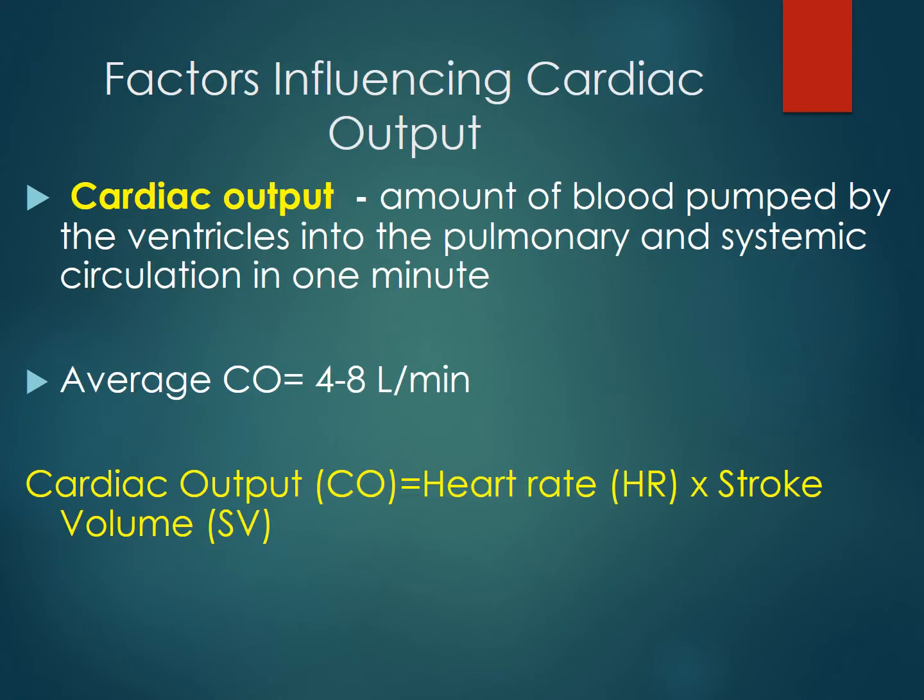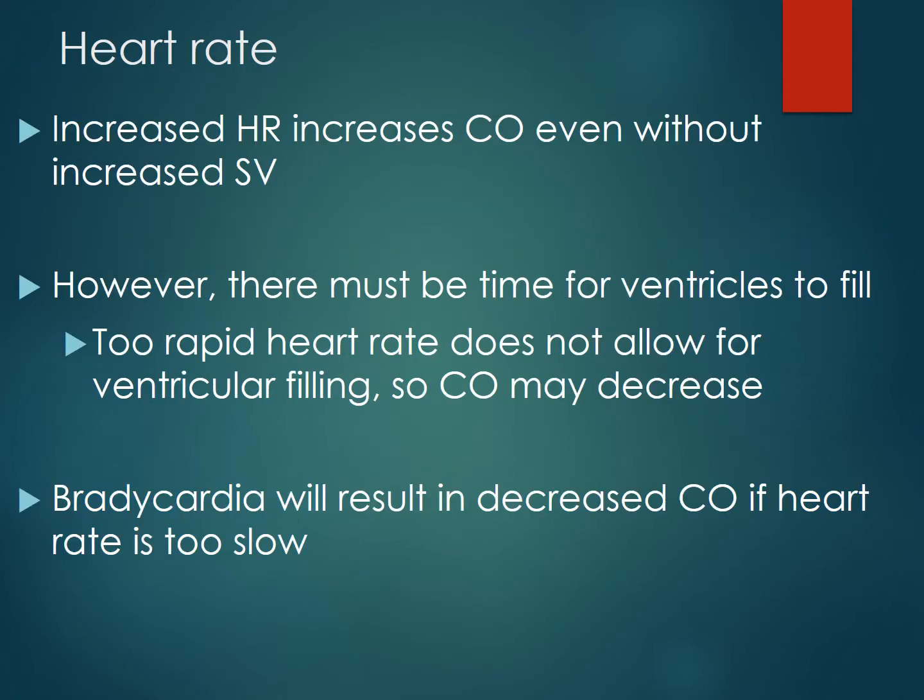Okay, cardiac output. It's the amount of blood that is put into the systemic and pulmonary system in 1 minute. Cardiac output equals the heart rate times the stroke volume. Okay, so in the next slide, we're going to see increased heart rate increases the cardiac output even without the increased stroke volume. Makes sense, right?